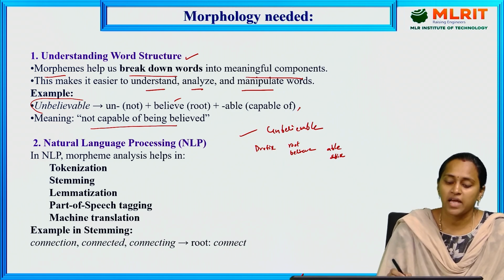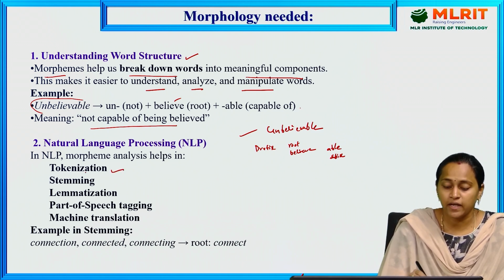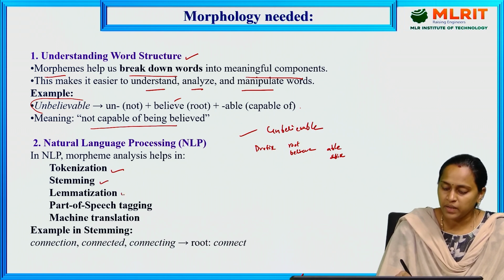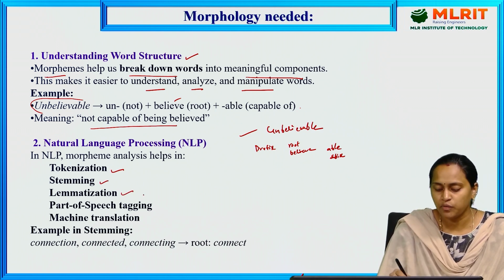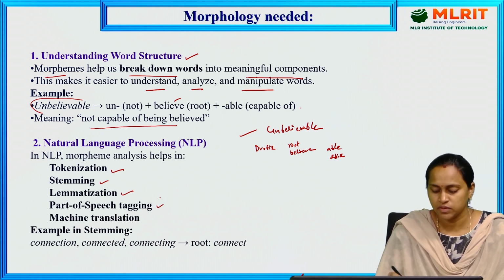Next, natural language processing, where we use morphological analysis. In tokenization, we split the data into smaller units. In stemming, we find the root word. In lemmatization, we find the exact root word and parts of speech, that means we apply noun, verb, adjective like that.